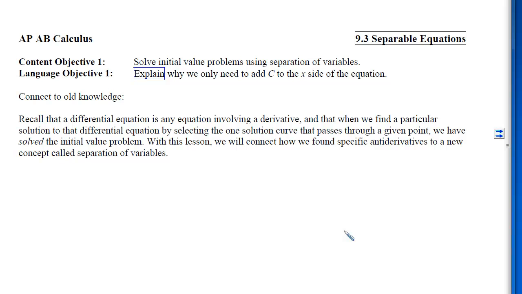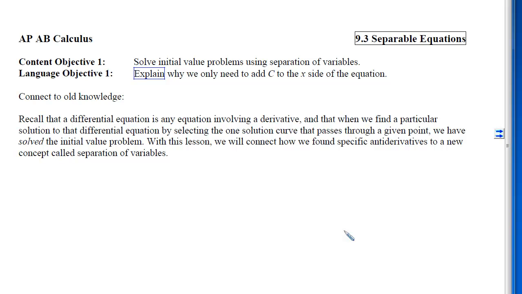This is section 9.3, separable equations. Our first objective is to solve initial value problems using separation of variables. When we're done, I'd like you to be able to explain why we only need to add c to the x side of the equation instead of to both.